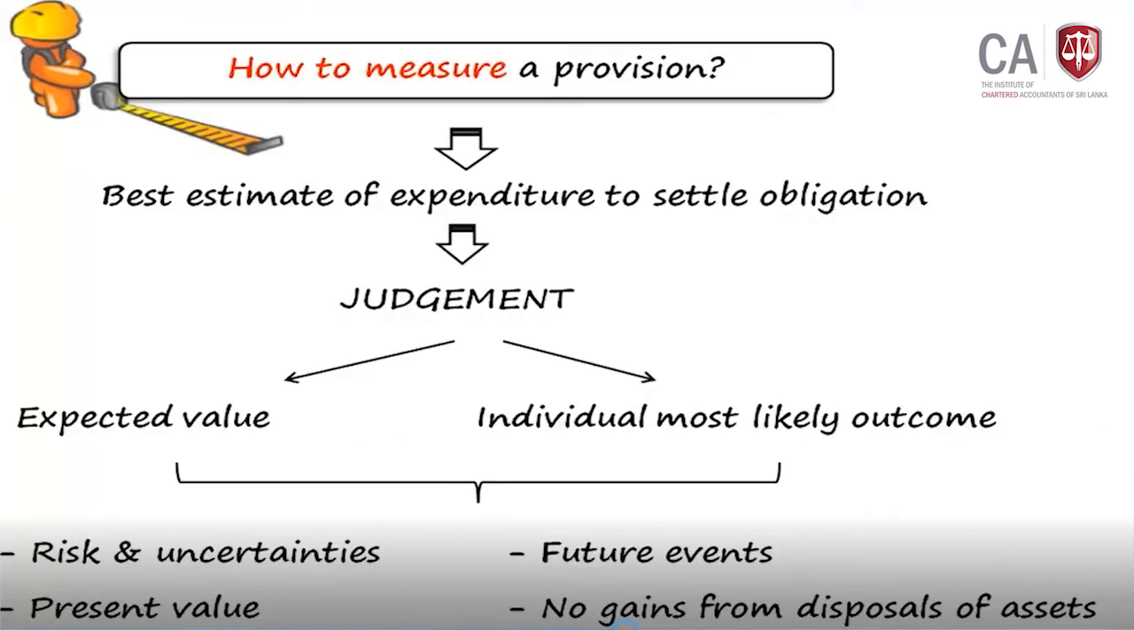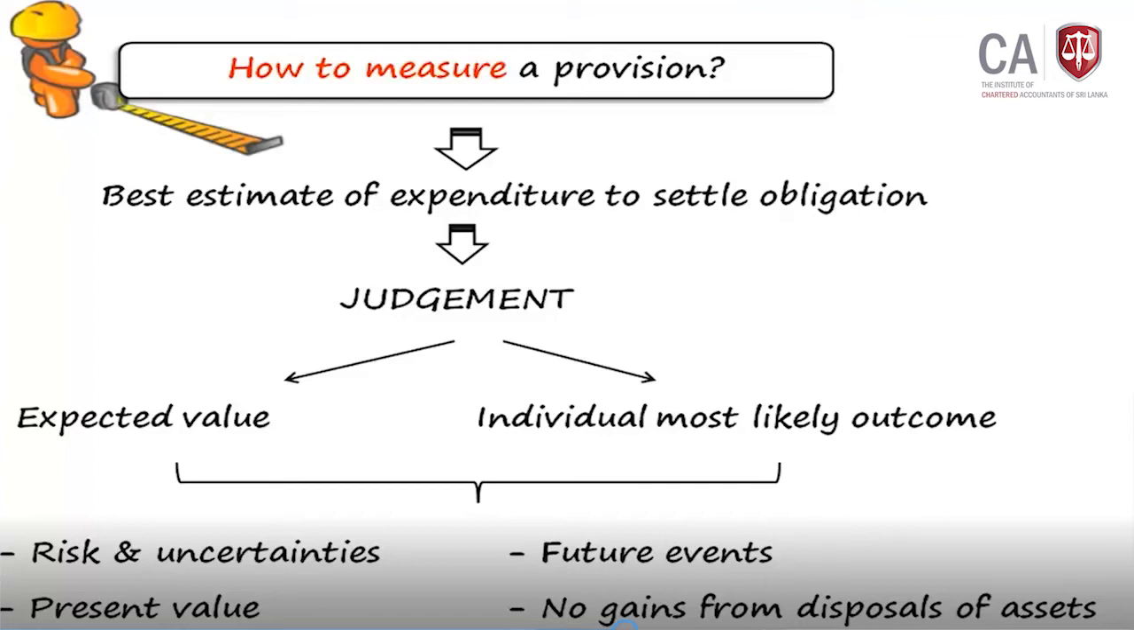How to measure a provision? We discussed what is the definition of provision and when to recognize. Third one, how to measure a provision. How do you measure it? The standard says it should be what? Best estimate of expenditure to settle the obligation. What estimate? Best estimate. Because provision means what? It's an estimate.